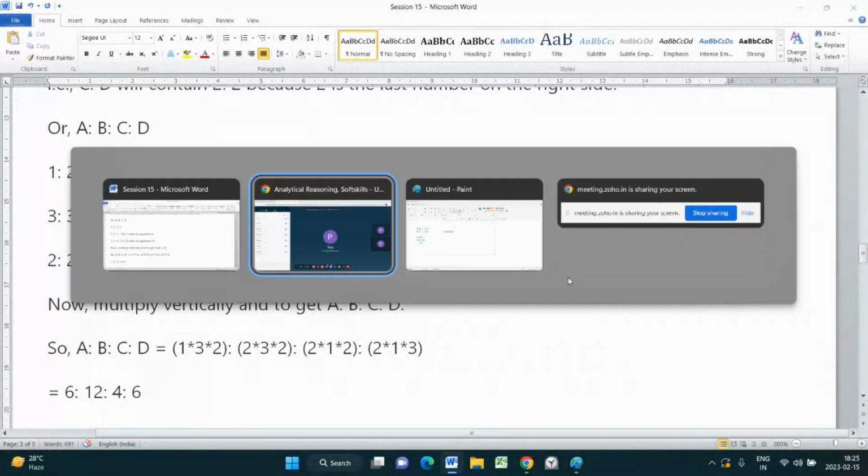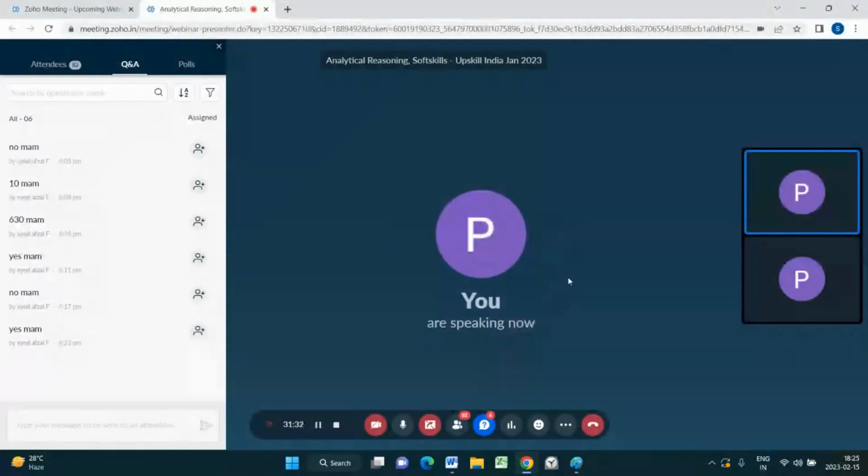What principle are we using here? What is the principle which I just said? Students, what is the principle? We just said it. What principle is that? It is the LCM principle.